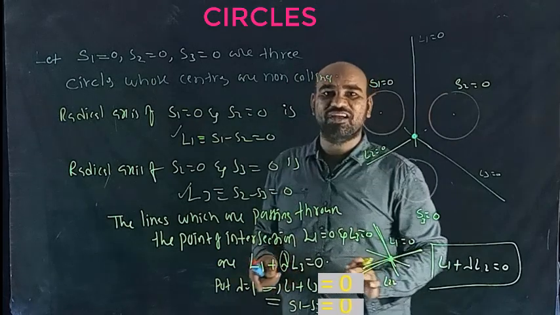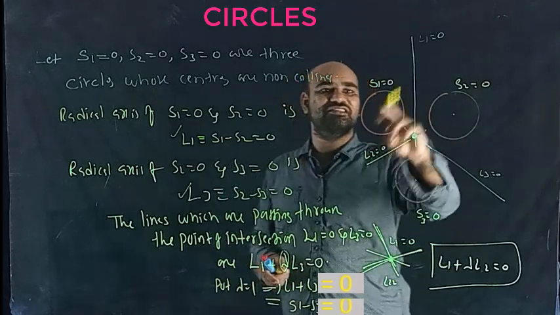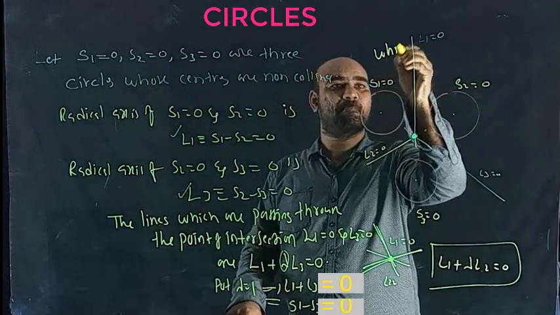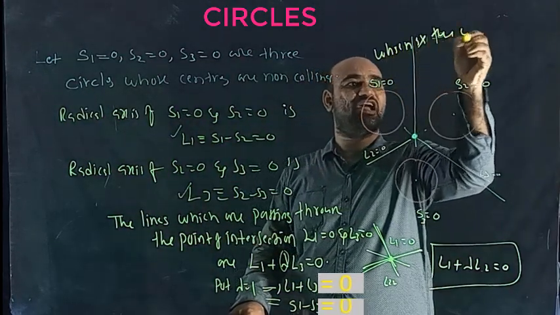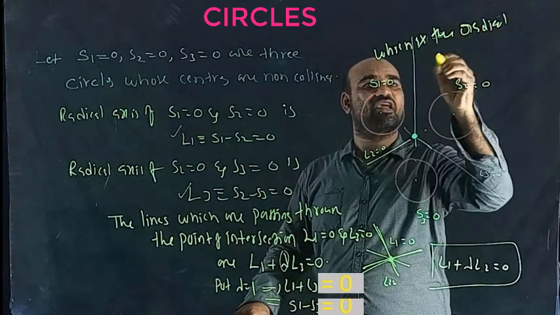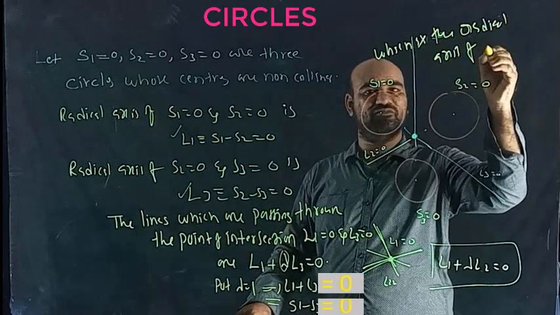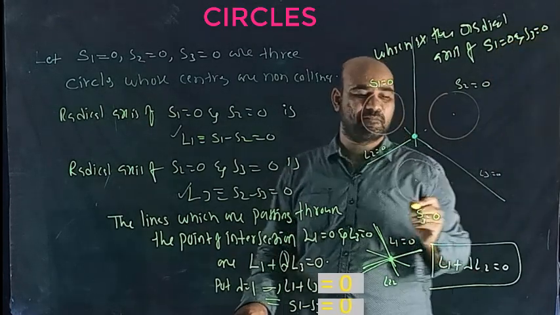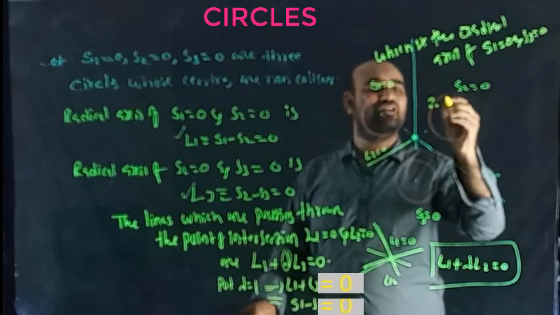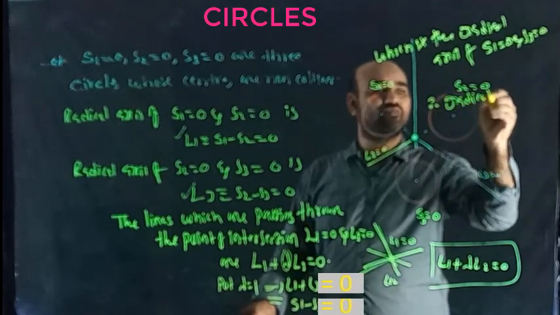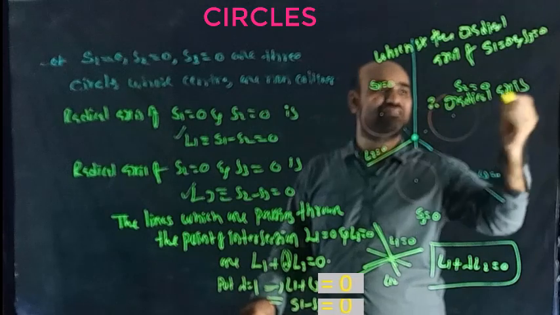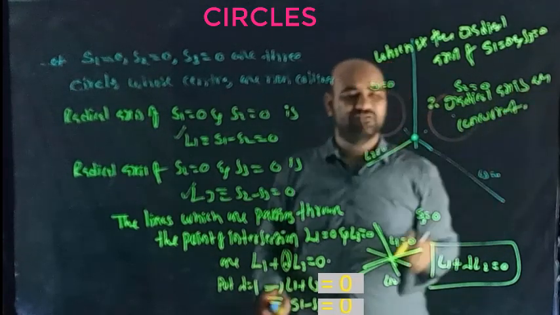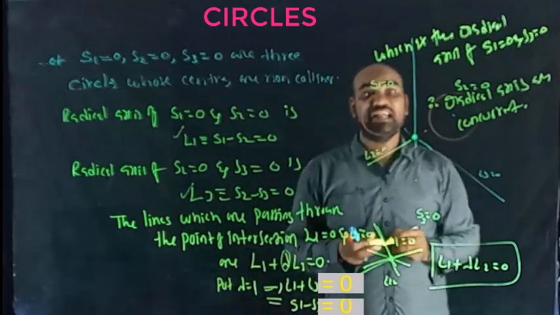From this, we can conclude that the radical axes of these three circles are concurrent, the third being the radical axis of S1 equal to 0 and S3 equal to 0. Therefore, the radical axes pairwise are concurrent. The point of concurrence is called the radical center.